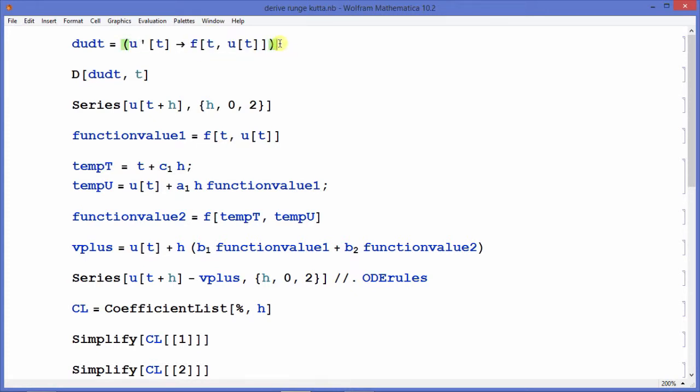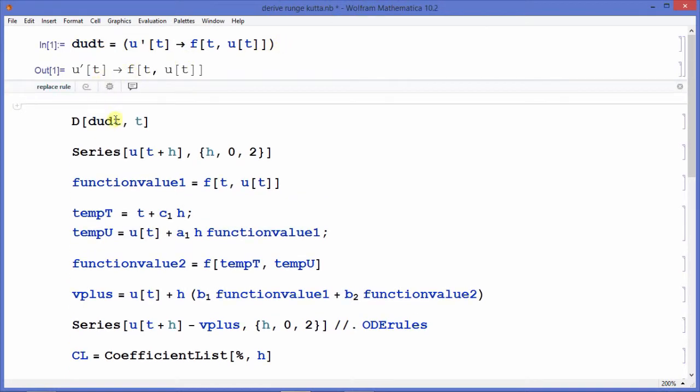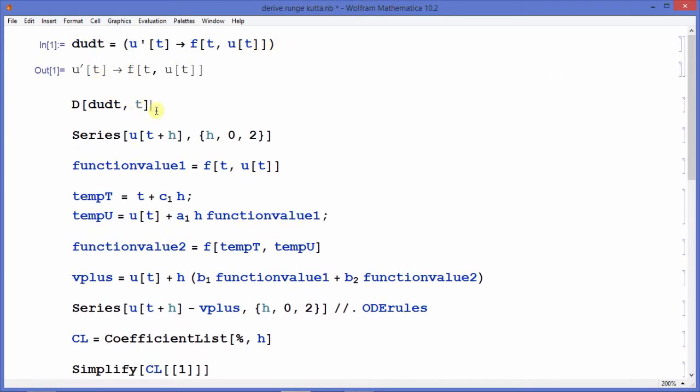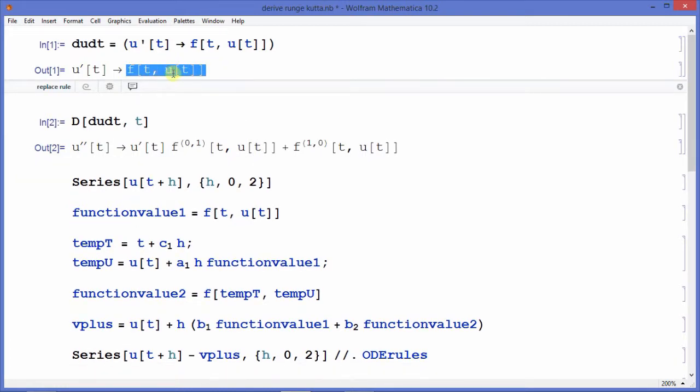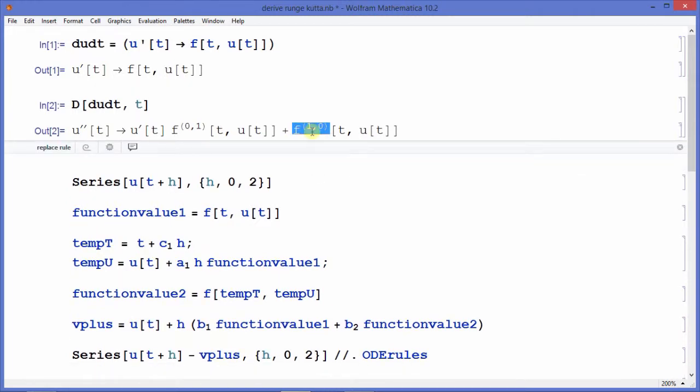Now I'm doing this in Mathematica as a rule, and if I differentiate both sides of that rule with respect to t, the left side of course is u double prime. But on the right side, you see I have a function f that depends on two variables, t and u, but each of those depends on t itself, so there's a chain rule. Looking at this term first, this is the partial derivative of f with respect to its first variable, which is t. This is the partial derivative of f with respect to its second variable, which is u. And then there's an additional u prime for the chain rule in that term.